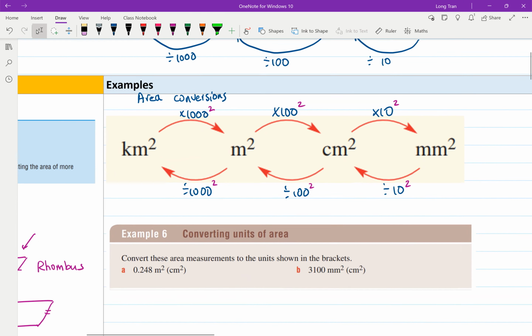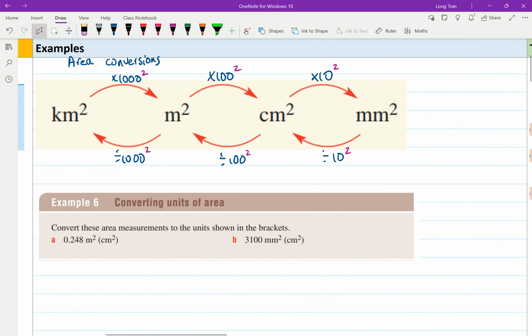For those who are still copying, you can still look on OneNote, or we're going to do this question together right here. So here we go. In this example 6, they want you to convert these area measurements to units shown in brackets. They want you to convert 0.248 squared meters, not meters squared, squared meters, into squared centimeters. So what they're trying to say is, 0.248 squared meters is equivalent to what squared centimeters? Yes, Michael?